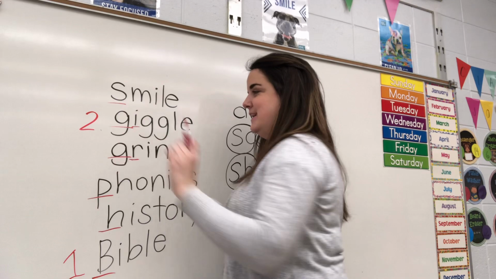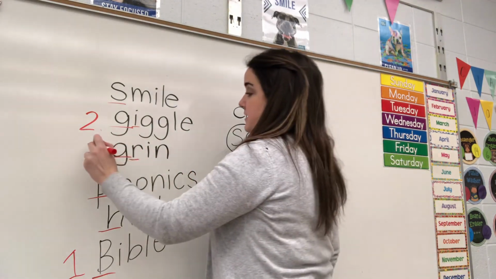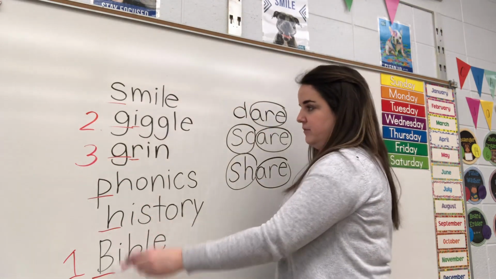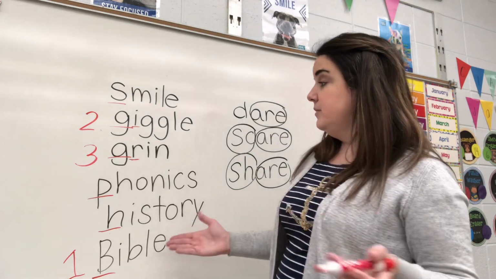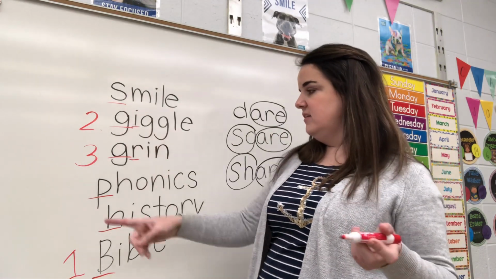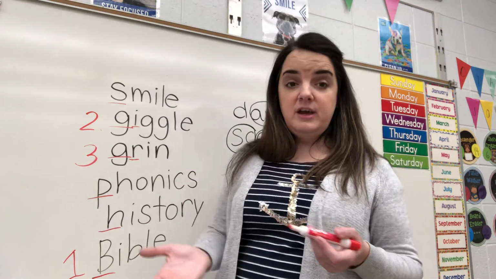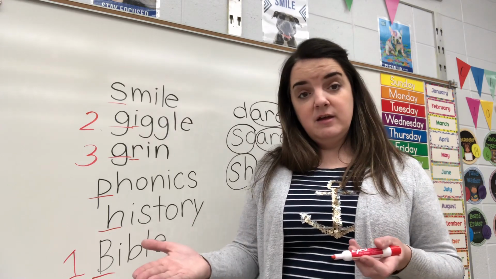Erase that, sorry about that. And then I would know that my third word would be grin. All right, so we have 3 words. Bible's first, then giggle, then grin. All right, now, what word would come next? We have S, P, and H. The last letter we stopped at was G, okay? In the alphabet, what letter comes after G?